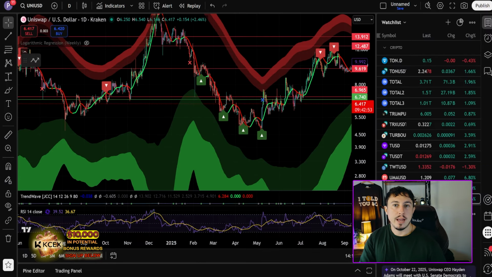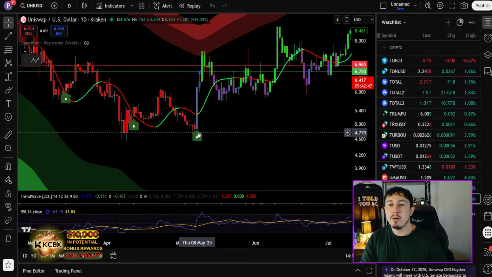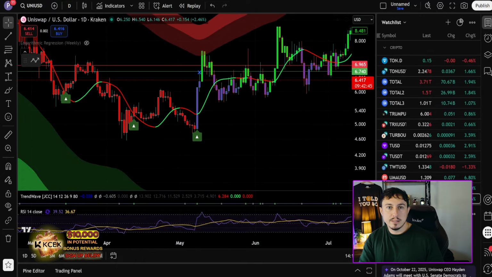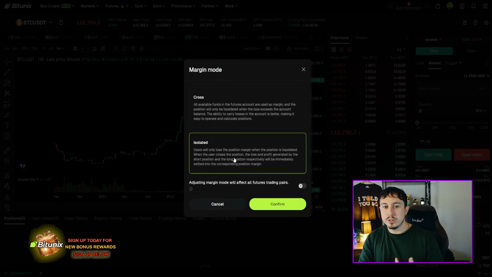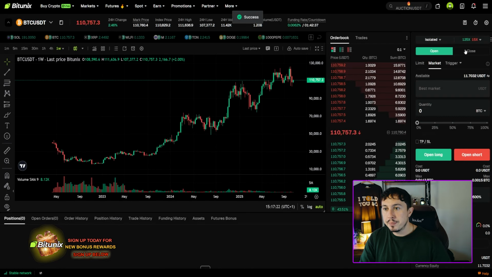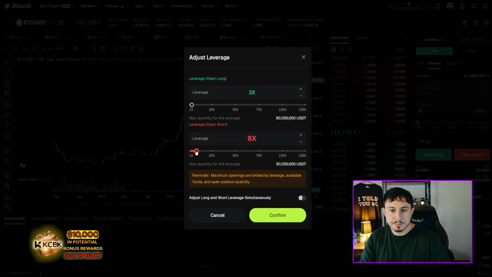So for example, we're looking at Uniswap right here. Let's imagine we went long on Uniswap. We'd get the indicator, it tells us to go in at $4.70. So we'd move over to here, we'd go to leverage, and of course you've got cross or isolated leverage. I personally prefer isolated. And what you can do is then change the leverage quantity. Of course, we want to be sensible. Don't use high leverage, guys. It's not always the best thing to do. So we're going to use a 3x leverage here.